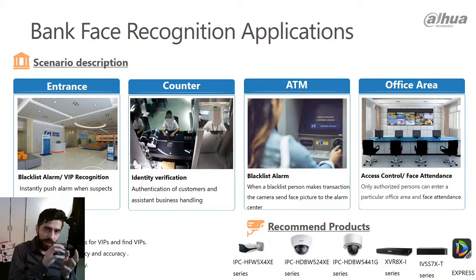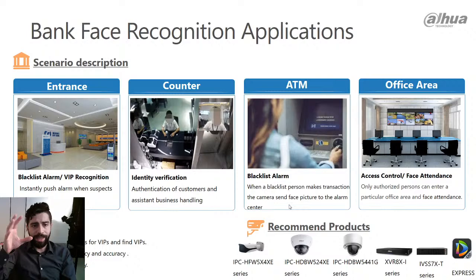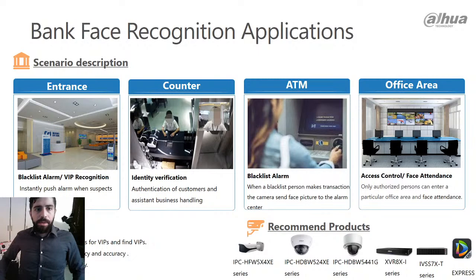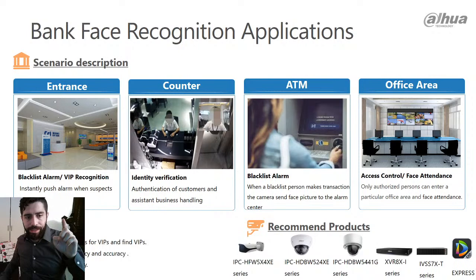Okay, through the ATM, we can have the blacklist alarm when a blacklist person makes a transaction. The camera sends the face picture to the alarm center. For example, we have a picture of somebody who used to steal cards from persons, then they enter and take the money. So we can install the camera at the ATM. Once this guy arrives at the ATM and tries to, for example, use your card, the camera will send an alarm that this guy is on the blacklist, go and catch him.